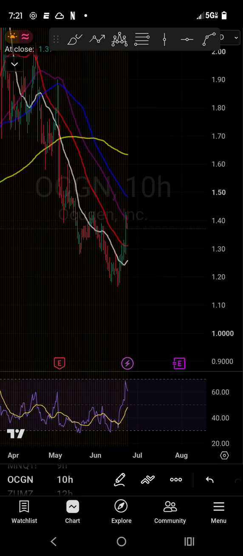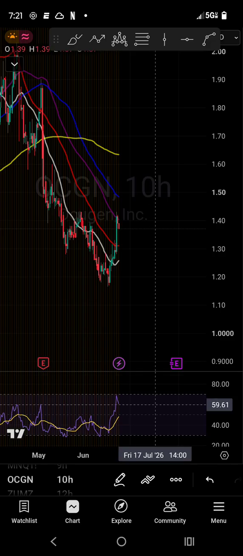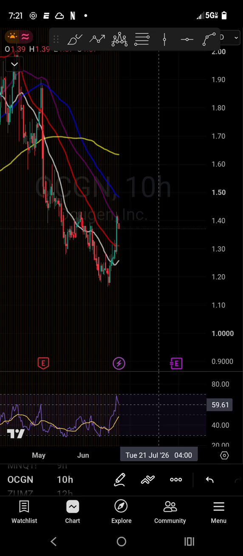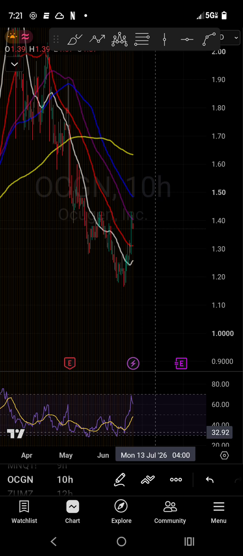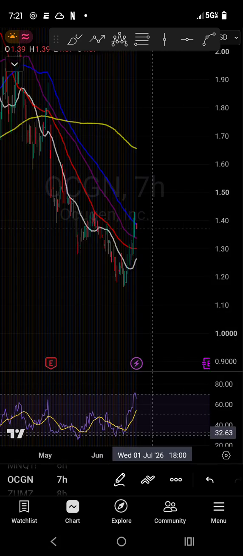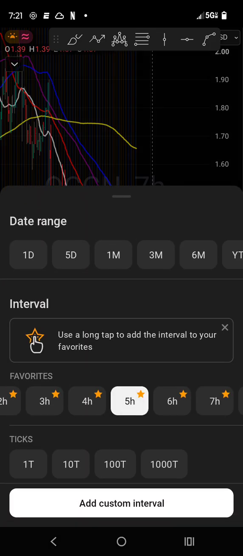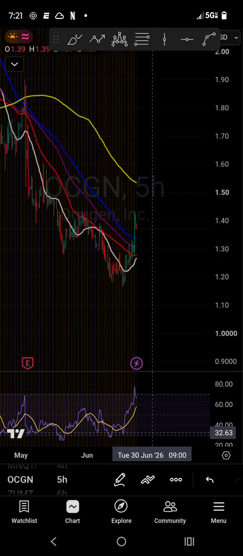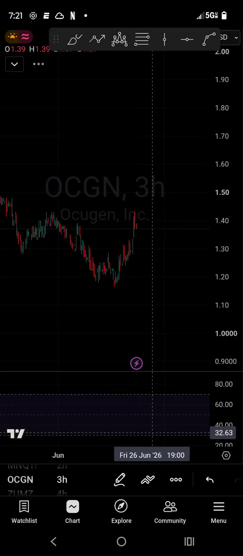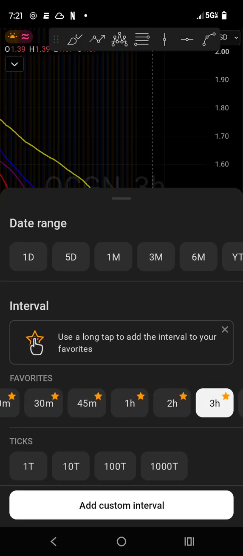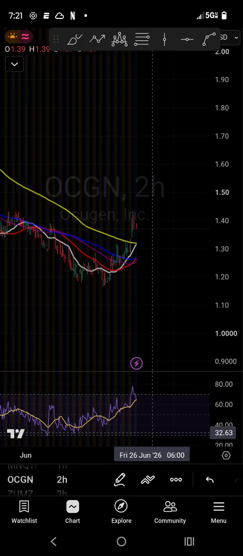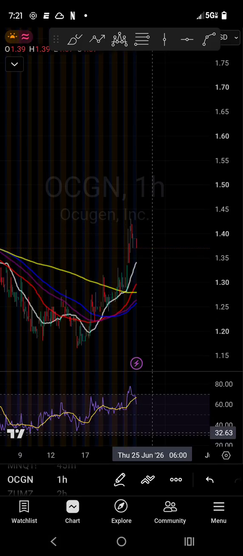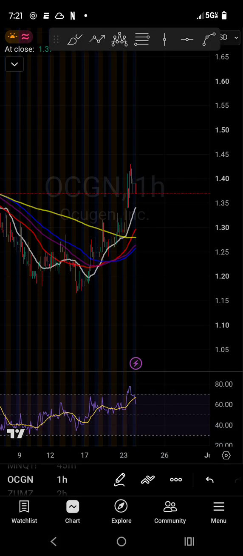And this 10-hour RSI, the momentum line is above that average line, but that momentum line is at 60 area. We want a 30 area for entry. So I would keep my eyes open for OCGN. I don't see anything just yet.